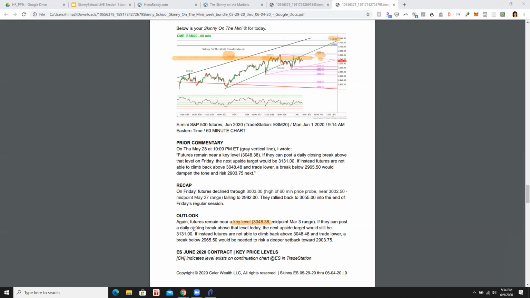But then I also always have the alternate. 99% of the time, I will say "if instead" as my backup. So that is the scenario that HEMA does not think is going to play out, but I want you to have protection and backup. Okay? And then I give you the levels to watch for what the action could be.